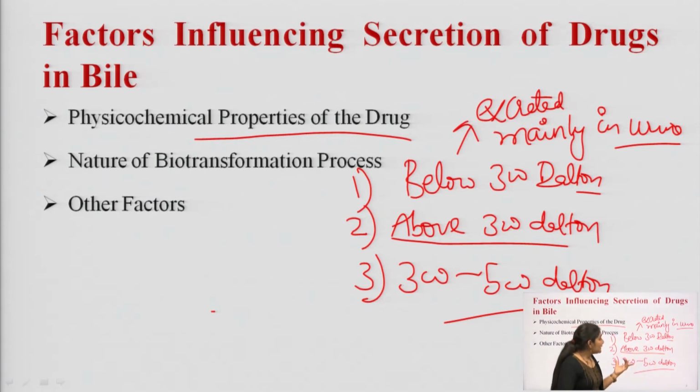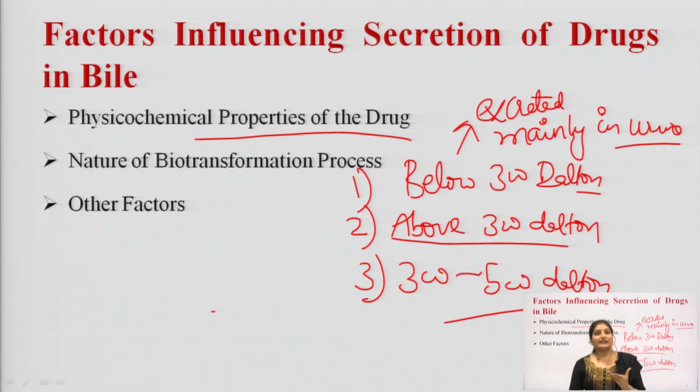The third category is 300 to 500 Dalton. In this category, the drug will be excreted both in the urine as well as into the bile. Okay. So, this is the influence of the molecular weight on the biliary excretion.